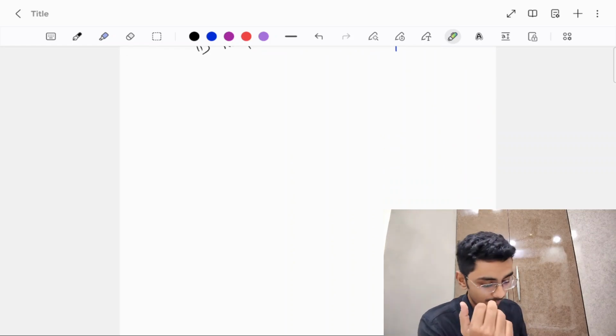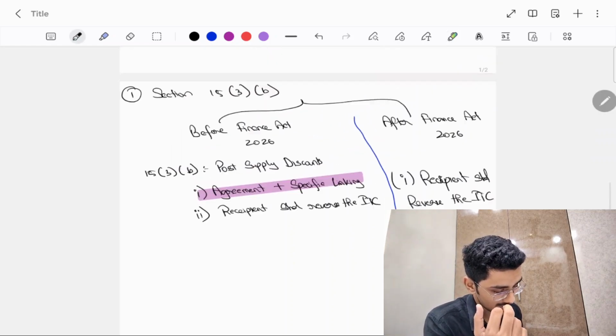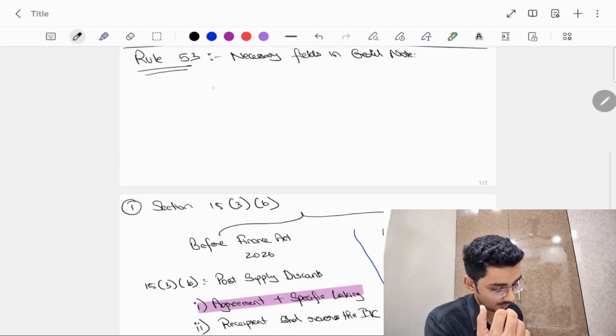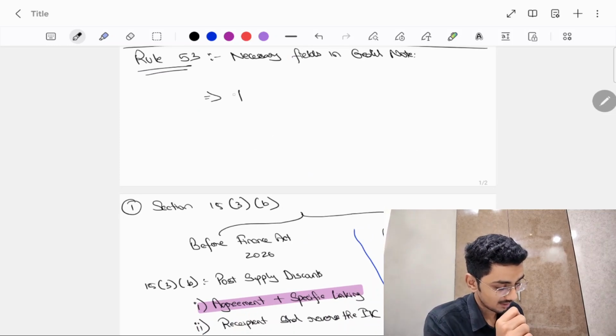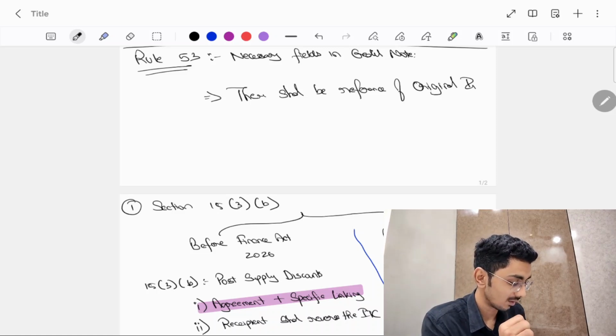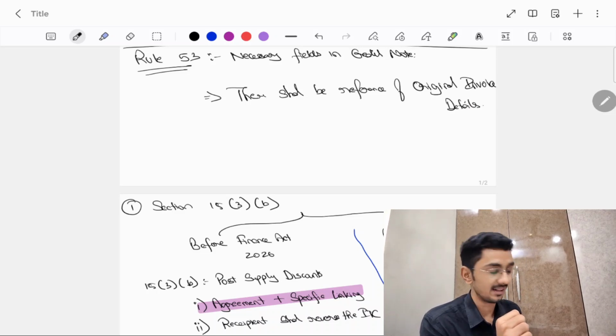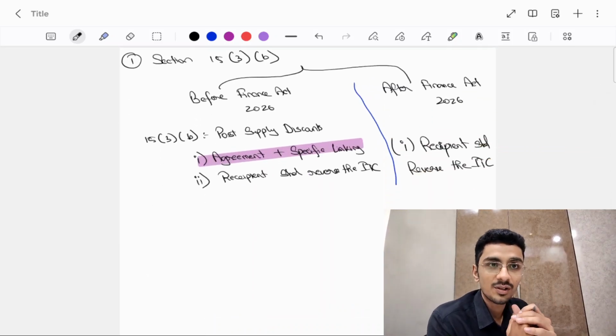Now, coming back, as I told you, in Rule 53, there is one clause, one sub rule which states that there should be a reference of original invoice details. So probably this is something where there's still some sort of confusion which is happening.